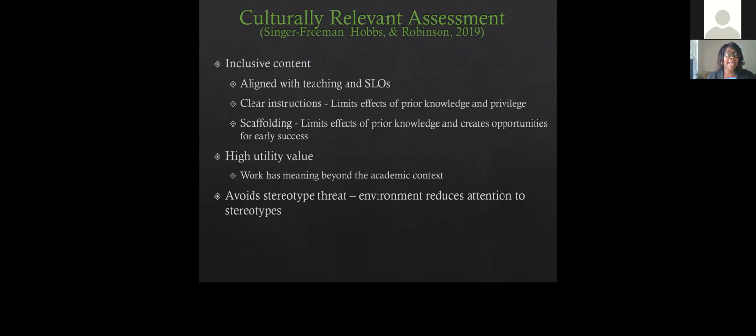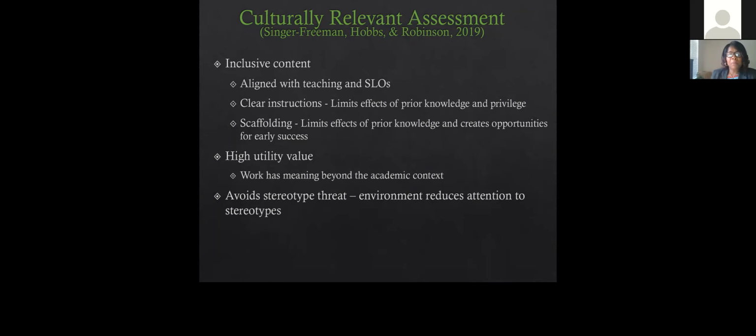So today, as we move through the elements of CRA, which is culturally relevant assessment, keep in mind that all of these assessments are best practices that are good for all students. But more importantly, I think it's important that we consider these, because failing to consider each of these elements can truly interfere with the student's ability to do their best work. So let's talk about inclusive content.